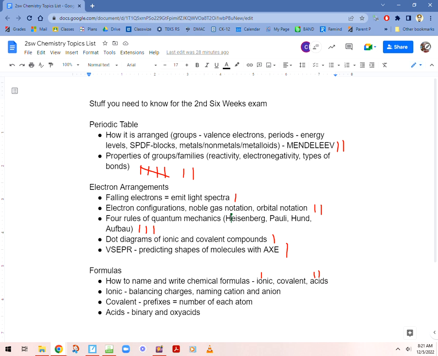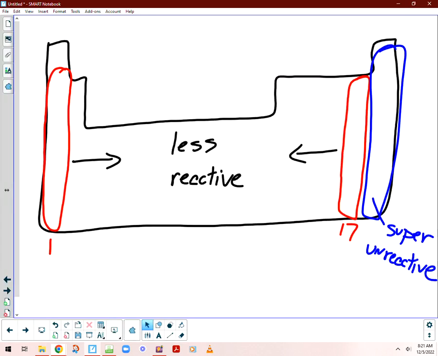Both of properties, groups and families and how that determines reactivity, and types of bonds. One more thing, what's the most electronegative element there is, aka the most attractive one? Fluorine, exactly. Okay. Check right here. Okay. F for fluorine.